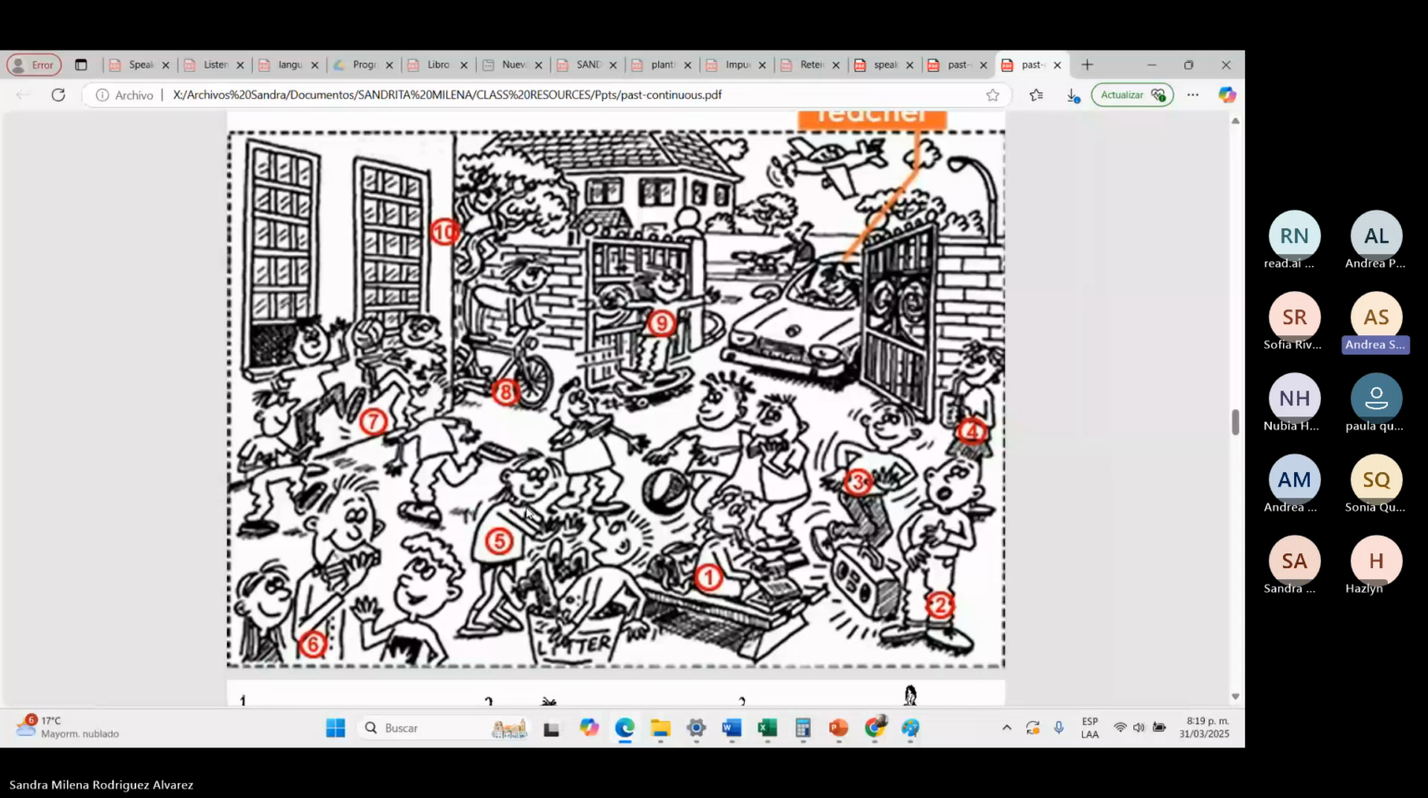She was hitting the boy. Okay. Number 6. What were they doing? She was eating. They were eating. Very good. Number 7. What were they doing? They were playing. Very good.